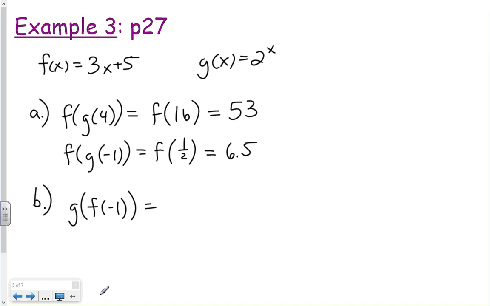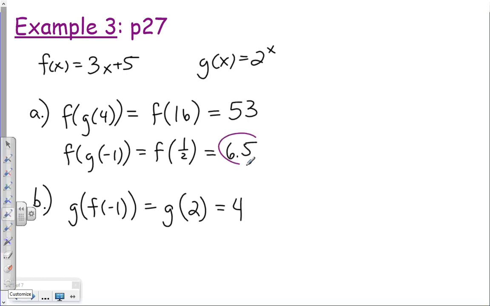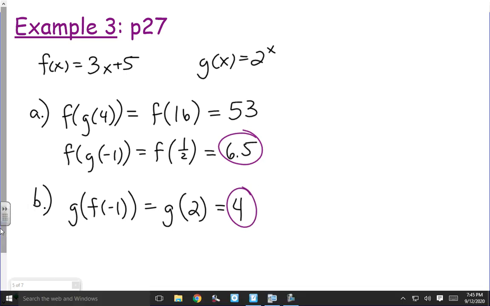So if I do the composition the opposite of what I just did, if I plug in negative 1 into function f first, I get negative 1 times 3 is negative 3 plus 5 is 2. So that's g of 2. And g of 2, when I plug in 2 into function g, 2 to the 2nd power, that's better known as 4. And so, yeah, I can definitely tell that those two values are not the same. Here I got 6.5. Here I got a value of 4. We're getting different results based on the way you do the composition.